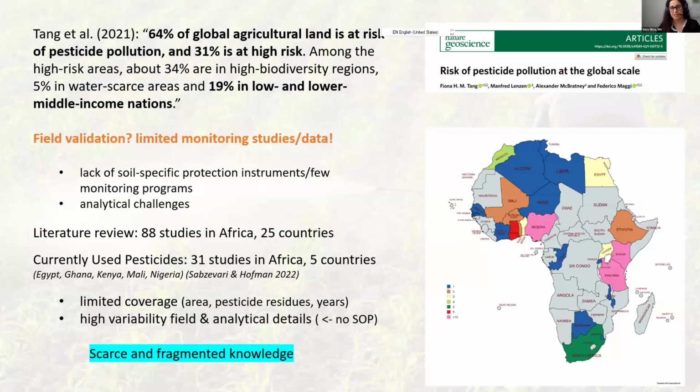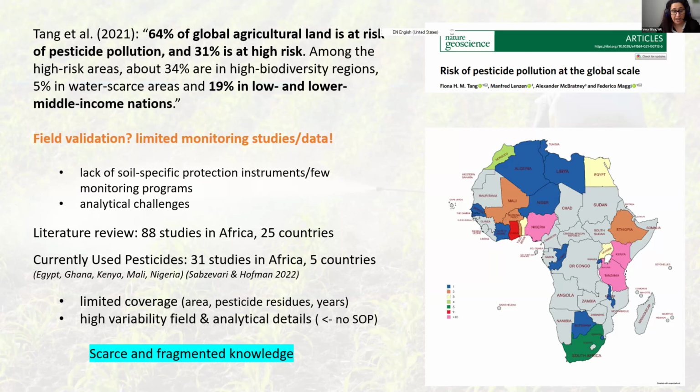So I'd like to start with a statement from this Nature Geoscience publication, that it is estimated that 64% of global agricultural land is at risk of pesticide pollution, 31% of high risk. However, these are predictions based on pesticide use, and field validation is a key aspect here. And when we look into pesticide information in soil, this is rather limited, which does not allow full validation of this assumption.